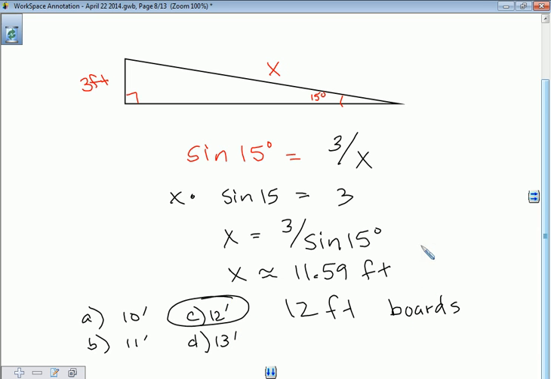So, a word problem may not look anything like that, but it's going to be a word problem. You're going to sketch a triangle. You're going to put the stuff in it you need. Figure out which trig ratio represents your triangle. Set it up and solve.